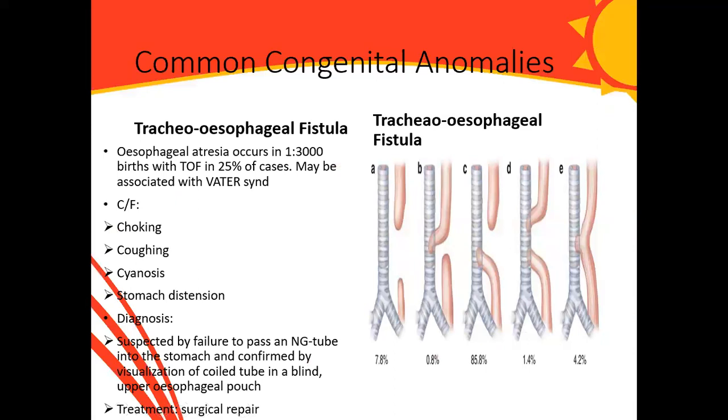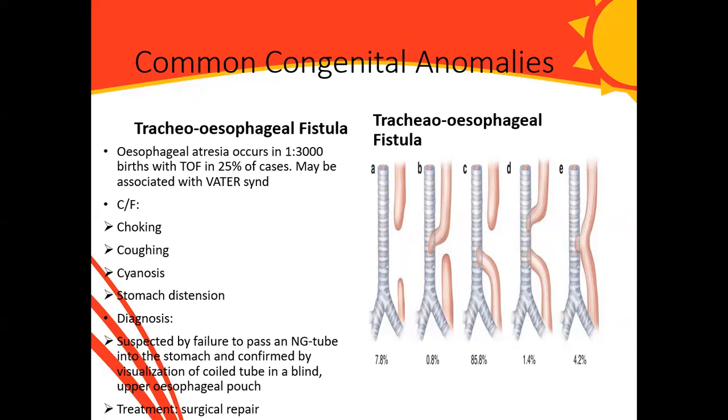All right, so another congenital abnormality we look at this evening is the tracheoesophageal fistula, and we have different types of tracheoesophageal fistula from A to E. Now, this is a lot of the time in association with esophageal atresia, which occurs in about 1 in 3,000 births, with tracheoesophageal fistula in 25% of cases. When there's esophageal atresia, you most likely will have, in one quarter of cases, a tracheoesophageal fistula. It also may be associated with what we know as VATER syndrome.